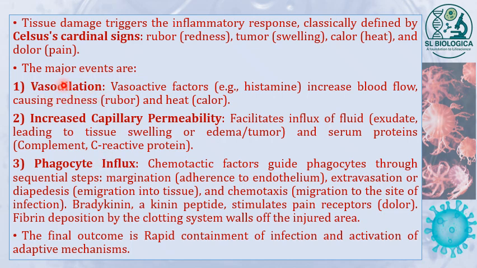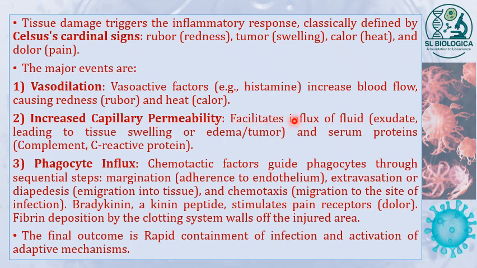So what is vasodilation? It is the dilation of the blood vessels here. So vasoactive factors like histamines, it increase the blood flow causing redness, that is rubor, and heat, that is calor. So that is the step vasodilation. And the next step is increased capillary permeability. So what is actually happening within that?